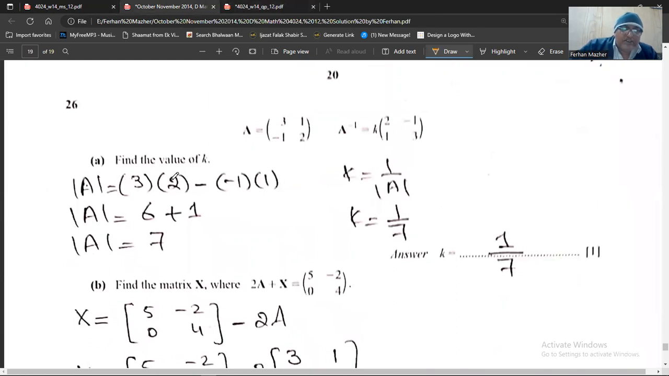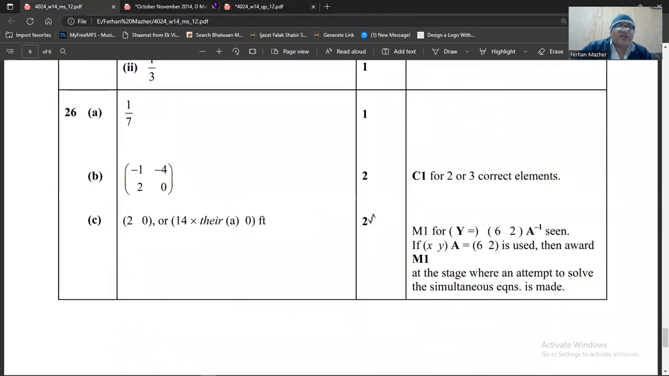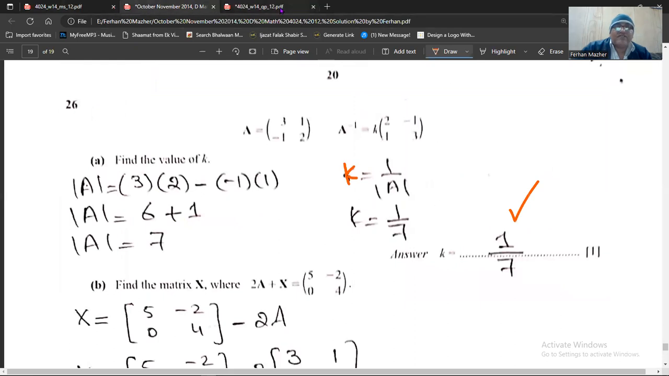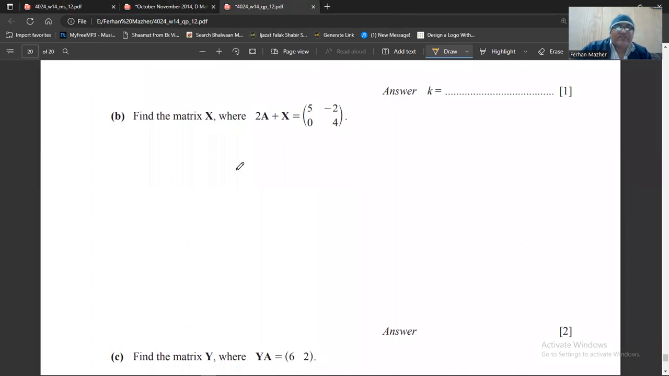So the A determinant will be 3 into 2 minus 1 into 1, and that will be 6 plus 1, and that will be 7. So K is equal to 1 by A determinant. So K is 1 by 7, and the K value is 1 by 7. So our answer is right. Then their question is find the matrix X.